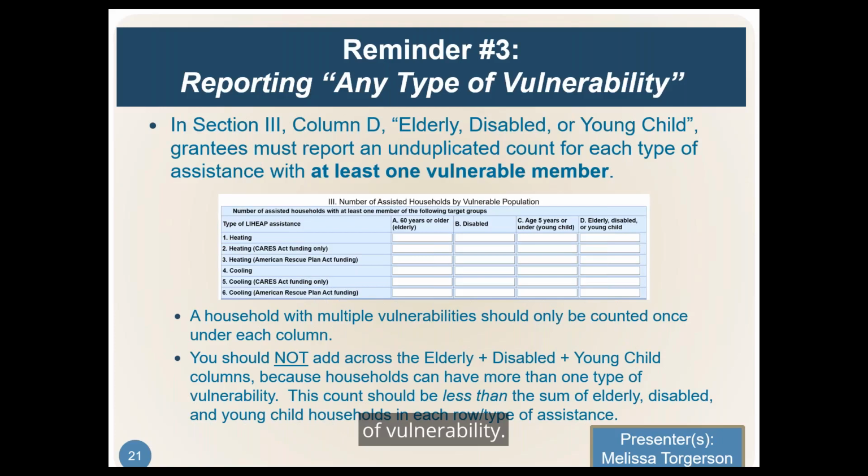You should not add across elderly plus disabled plus young child, because the households can have more than one type of vulnerability. And so when we get this report, we're going to be looking to see that the count is less than the sum of elderly, disabled, and young child households from each row of assistance. Once again, we can help you with this if there's issues with unduplicating this count, but it's really important that you're not just summing across the row.